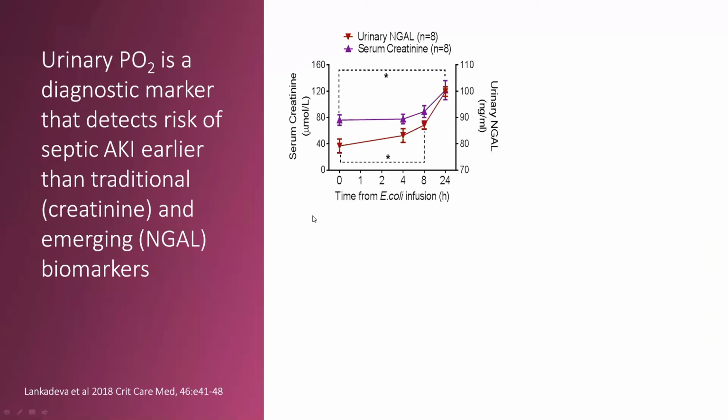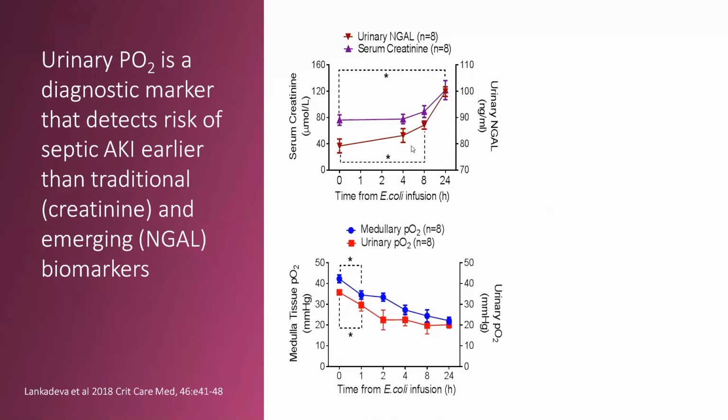We took this another step further, where we compared this new biomarker with conventional clinical biomarkers, which is serum creatinine and urinary NGAL during development of septic acute kidney injury over 24 hours. And what we see here is that serum creatinine took up to 24 hours for a significant difference to be detected, whereas for the emerging biomarker, urinary NGAL, increases were only detected at 8 hours of sepsis.